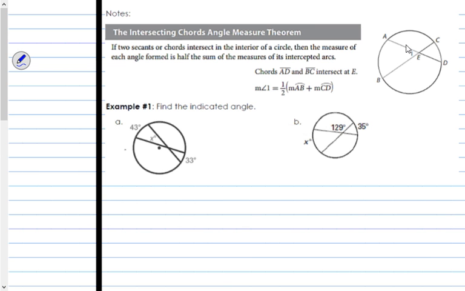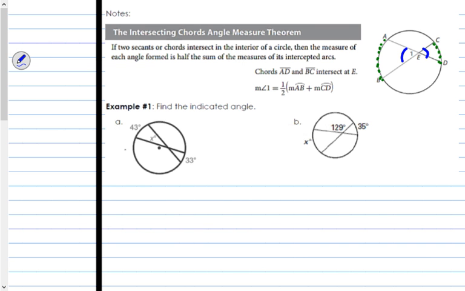The measure of angle 1, this angle right here, it's going to be half the measure of AB plus CD. So whatever AB plus CD add up to, divide that in half, that's the measure of angle 1. And obviously, it's congruent to this angle because of the vertical angle, so that angle would be the same as well.